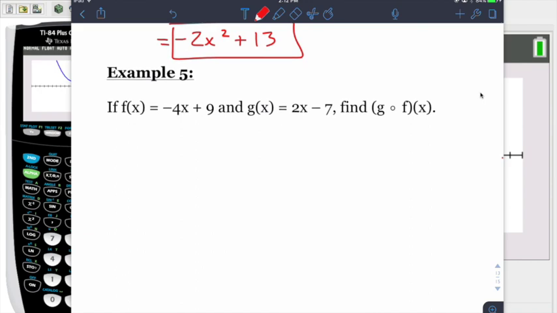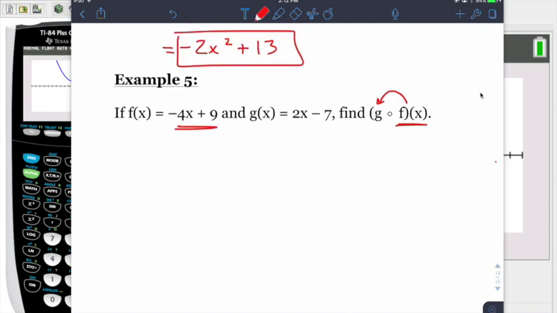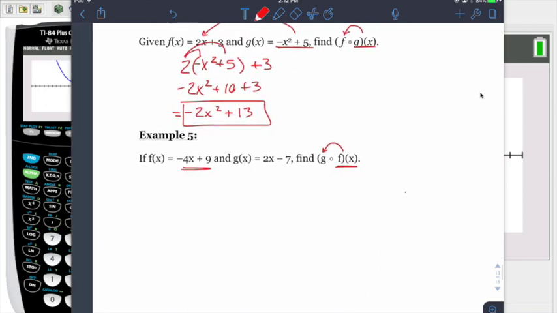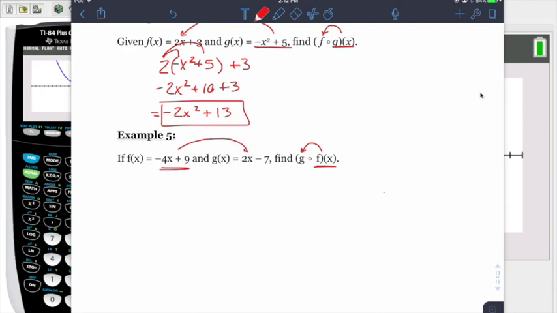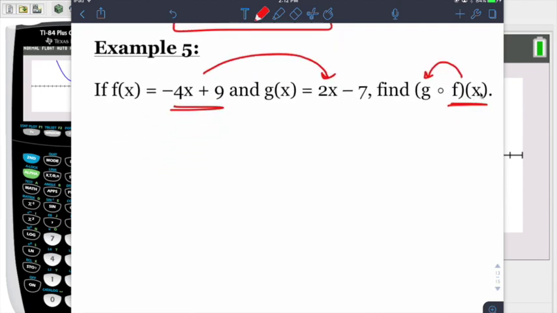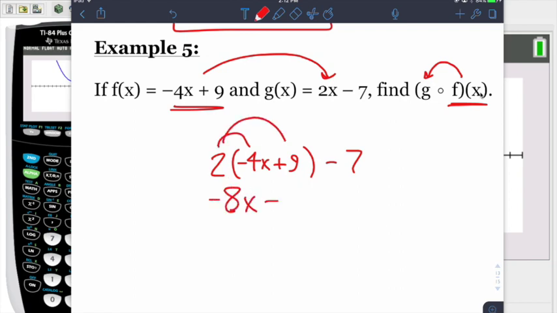Let's look at this next one here. This right here is saying take f and plug it into the g equation. So here's your f, and then you're going to plug that into the g. So that'll be 2 parentheses your x and then minus 7, but then inside the parentheses 4x minus 9. So distribute, that's negative 8x plus 18. This might even be similar to an example we did earlier.